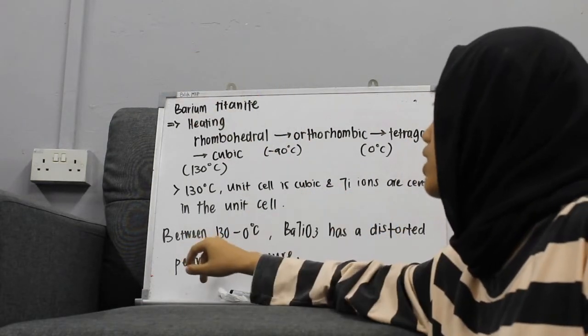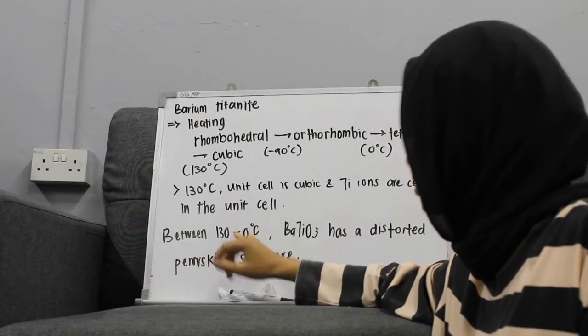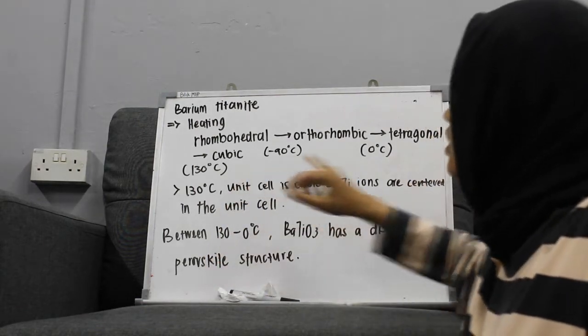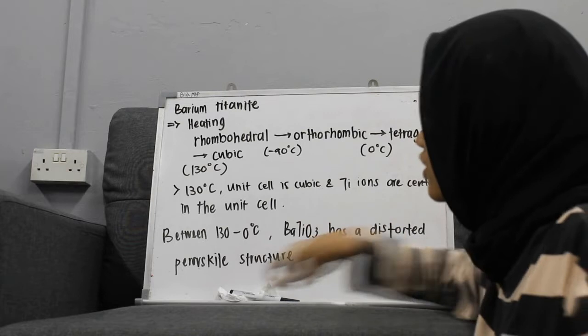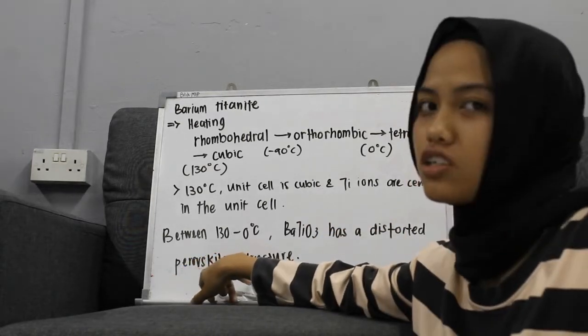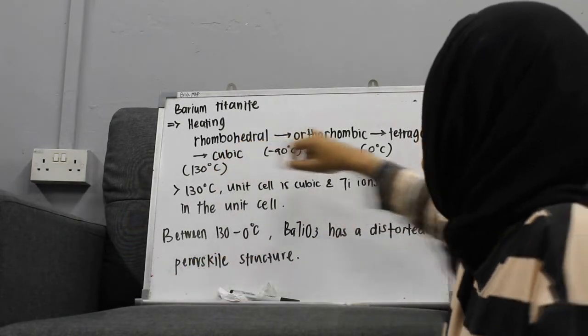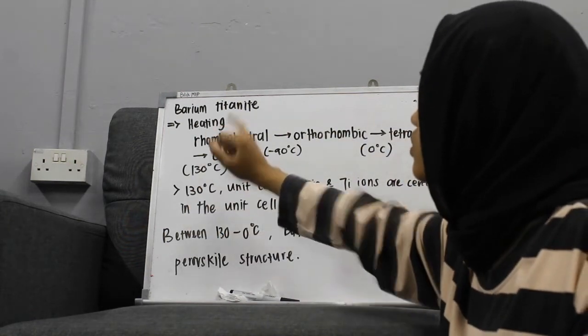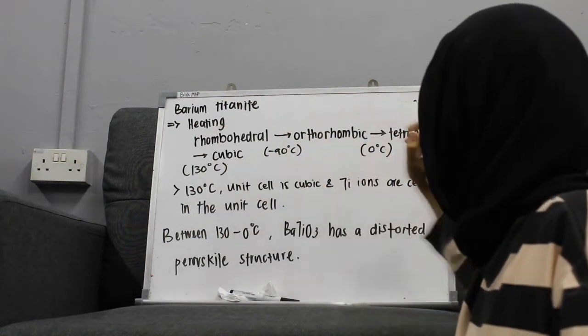So between 130 and 0 Celsius, the barium titanate has a distorted ferroelectric structure, which is the structure before it reaches 130: the rhombohedral, orthorhombic, and also tetragonal.